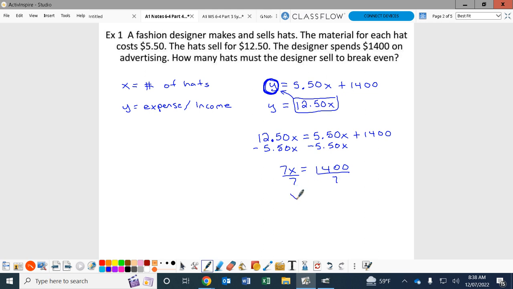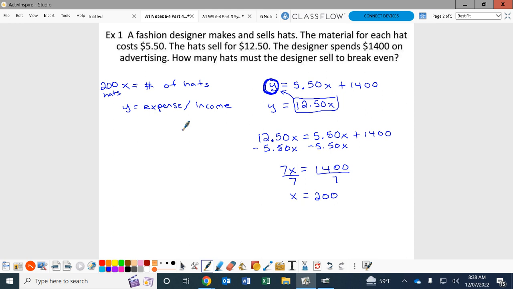And x equals 200. Now listen, this is a unique problem. That is the only variable we need. We only need to know that we have 200 hats up here. We don't need to know expense and income. It doesn't ask about that. It says how many hats must the designer sell to break even.